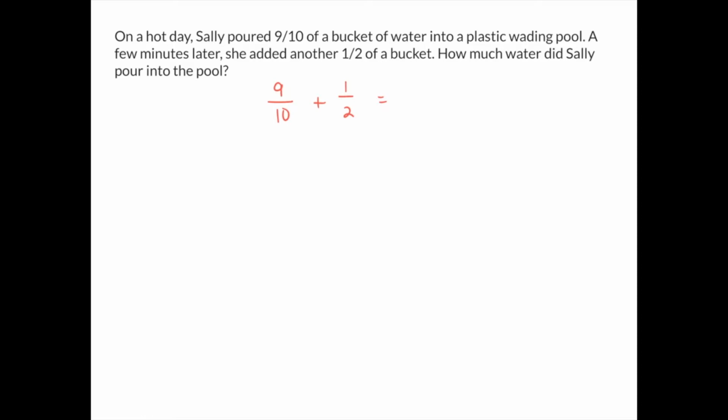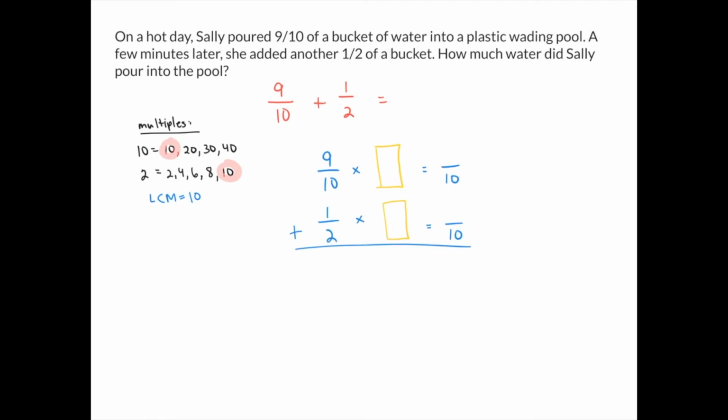I know that when I add fractions, I need a common denominator. I don't have that yet. Let's find the LCM between our two denominators, 10 and 2. I can see that my LCM is 10. That is the denominator I need. If I multiply 9/10 by 1 over 1, 10 times 1 gets me to my common denominator of 10. 9 times 1 equals 9. 9/10 actually stayed the same.